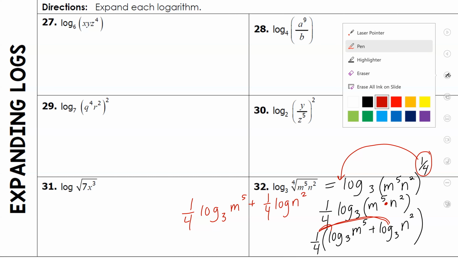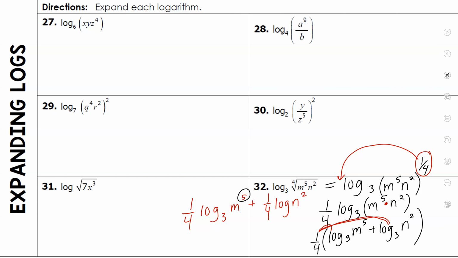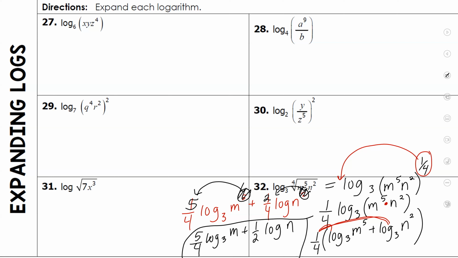Guys, what can I do with these exponents? Move them to the front. So this will just become 5/4. And move this one to the front. What's 2/4? 1/2. So I'll just rewrite it pretty. 5/4 log base 3 m plus 1/2 log of n. So that's your final answer for number 32.